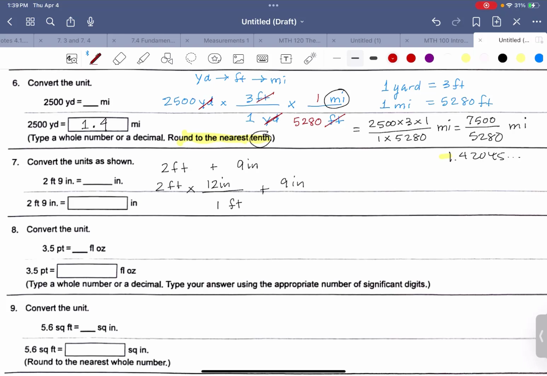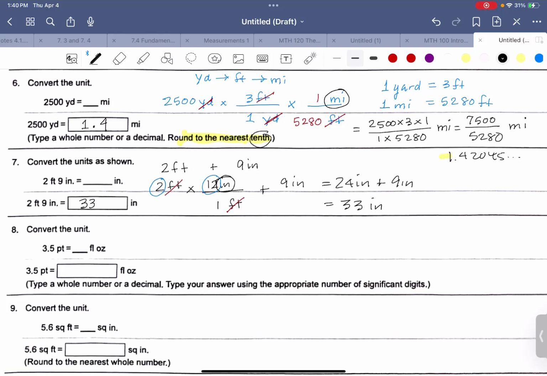So the feet units cancel out. I'm left with a 2 times a 12, so that's a 24 inches, because my units that are left are inches, plus 9 inches is 33 inches. So my final answer there is 33 inches.